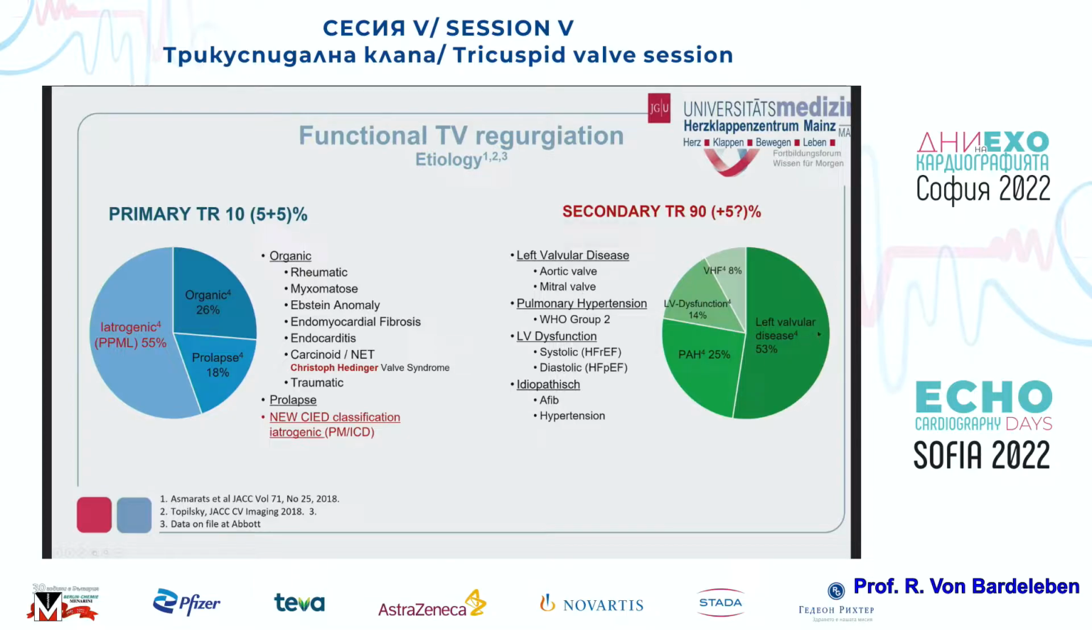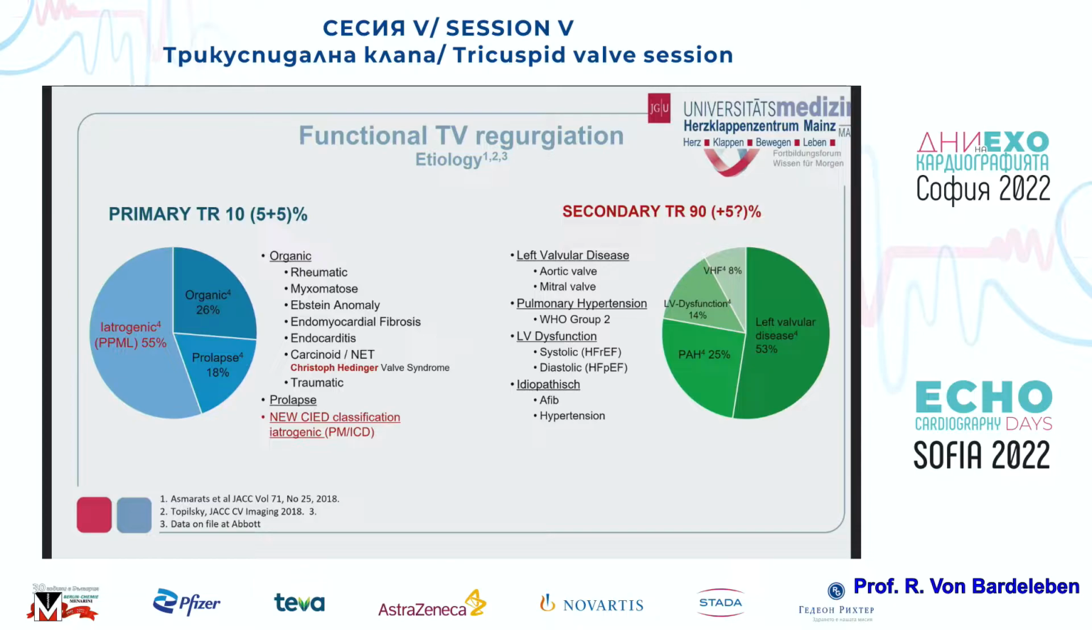The majority of the disease etiology is left valvular disease with aortic valve stenosis and mitral valve regurgitation, but also mitral valve stenosis, pulmonary hypertension in the WHO group 2, LV dysfunction, which is about 14%, idiopathic, atrial fibrillation and hypertension. And there is also pulmonary hypertension, which is a contraindication to treatment. And this makes up about 20 to 25% of the disease. Those are patients that have a high transpulmonary gradient, more than 3 Wood units. And here you can cause aggravation and right ventricular failure if you treat the tricuspid regurgitation.